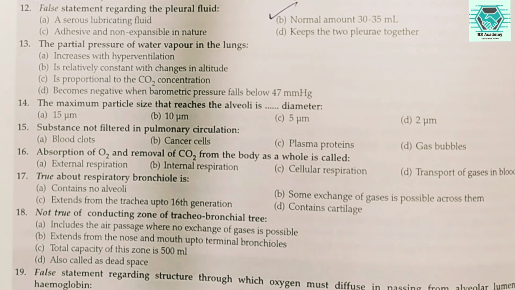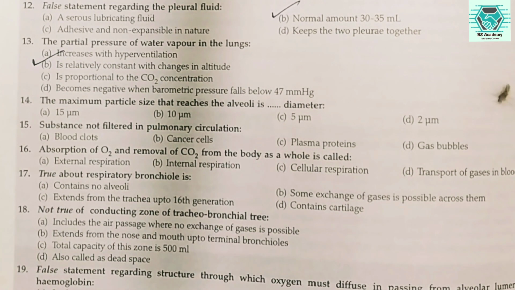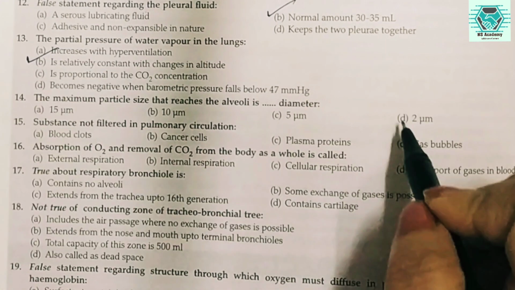Next, the partial pressure of water vapor in the lungs increases with hyperventilation, is relatively constant with changes in altitude, is proportional to the CO2 concentration, or becomes negative when barometric pressure falls below 47 mmHg. The answer is: relatively constant with changes in altitude. Number 14: the maximum particle size that reaches the alveoli is 15 μm, 10 μm, 5 μm, or 2 μm? The answer is 2 μm.